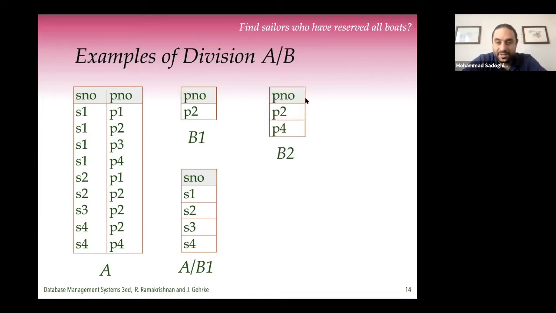Okay, so another example. If the instance of our boat relation is P2 followed by P4, and we divide A by B2, in other words, we have only two boats, P2 and P4, and we return all sailors who have reserved all boats, meaning all sailors who have reserved both P2 and P4. So what would be the answer here?